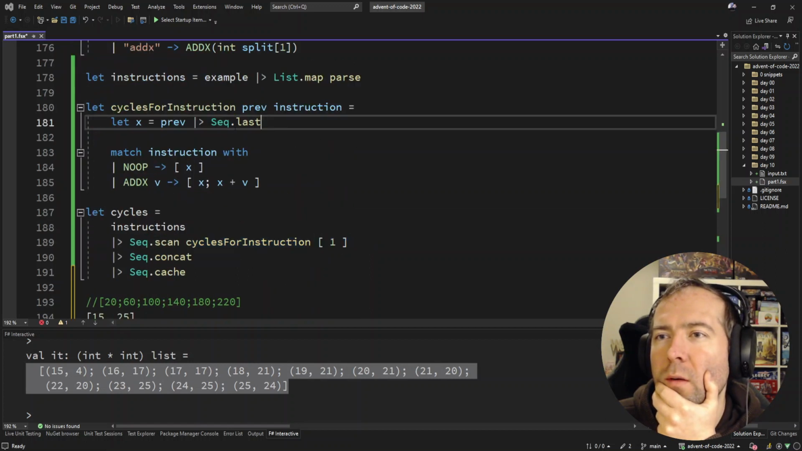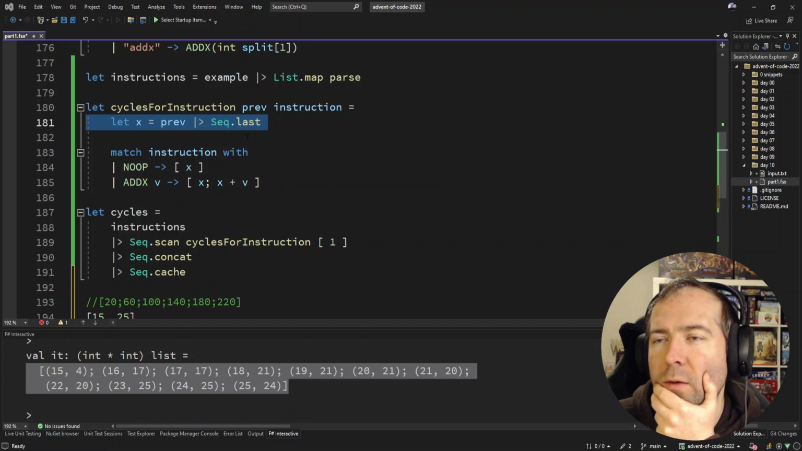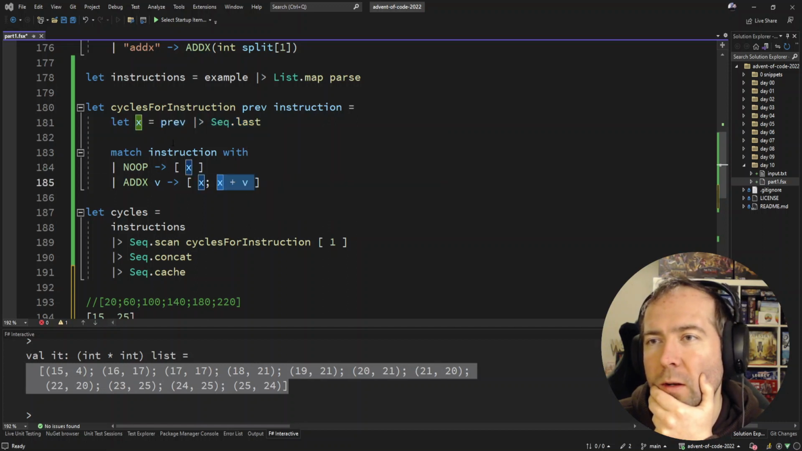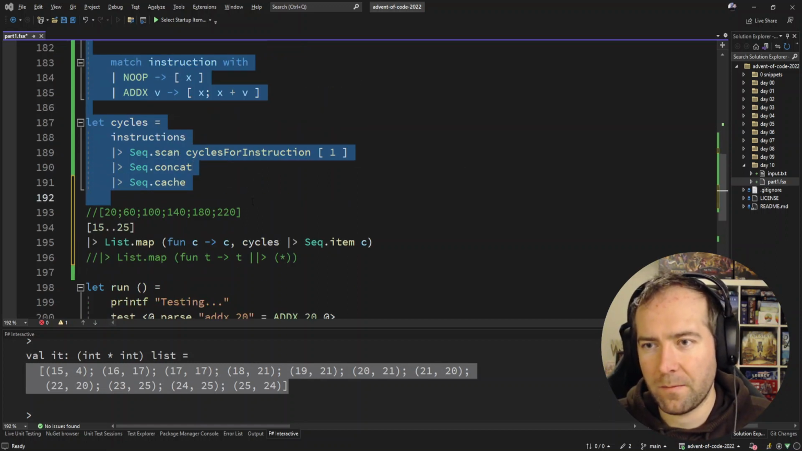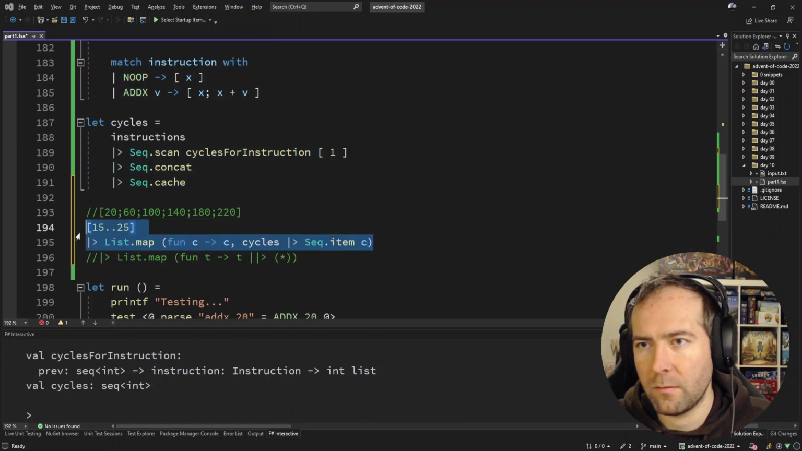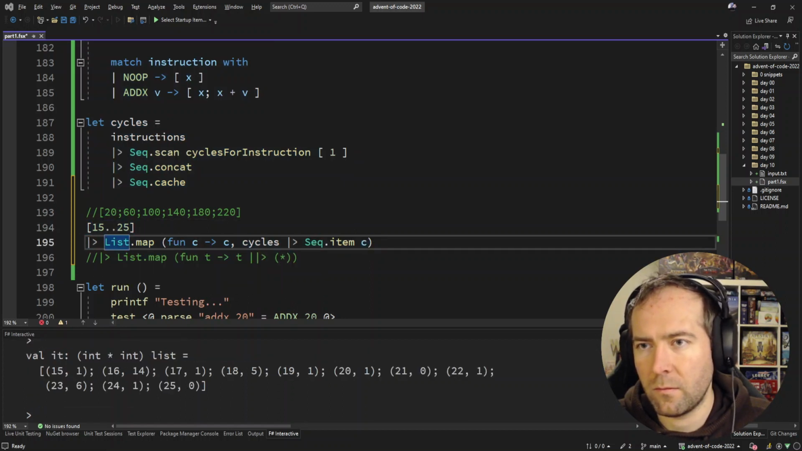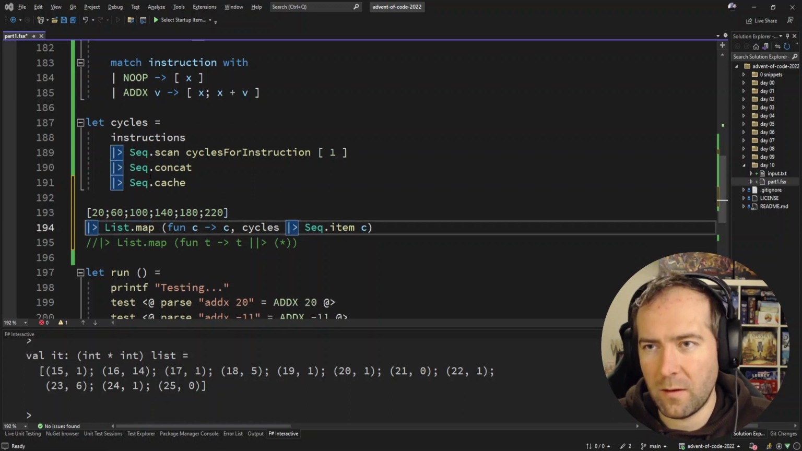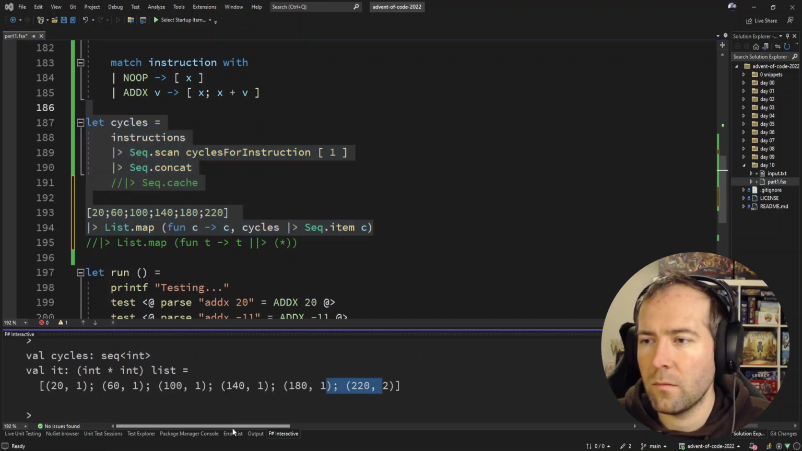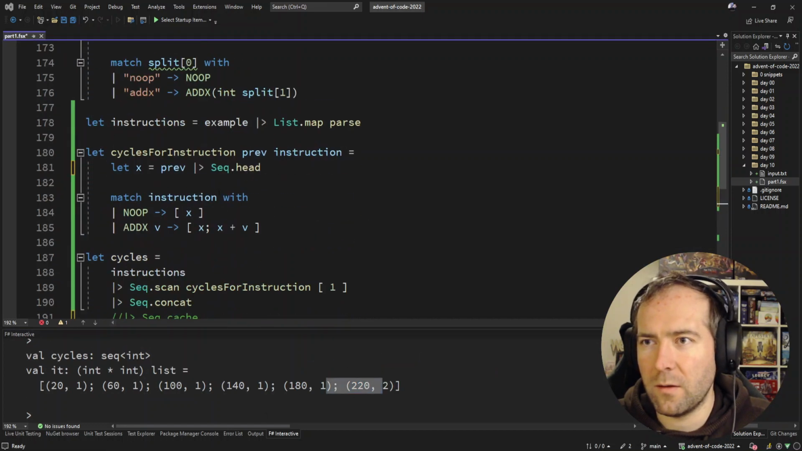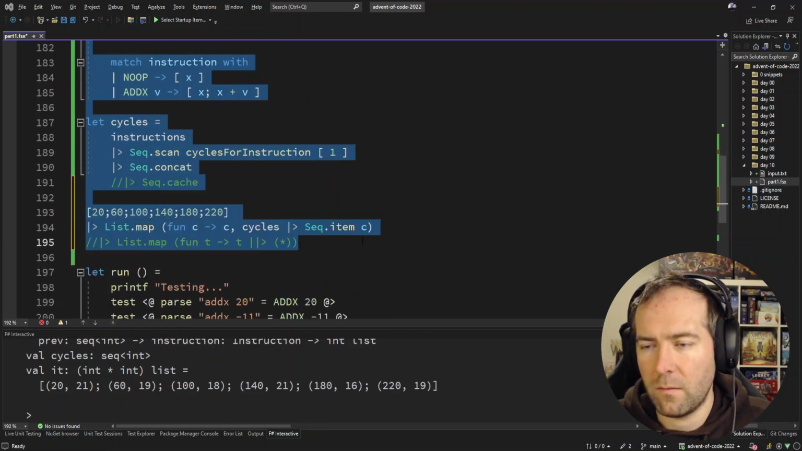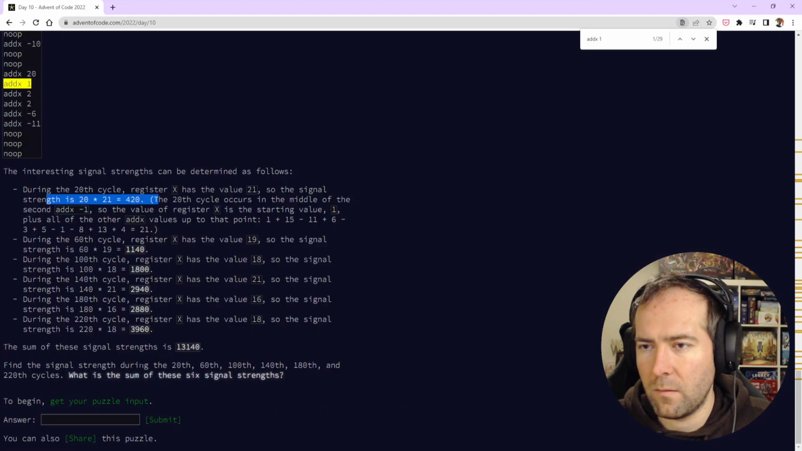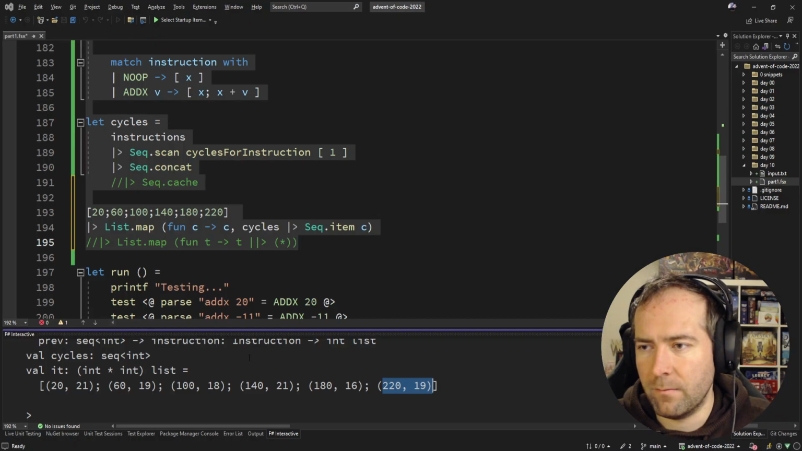Is it because we're taking the last instead of the first here? No, we need to take the last, right? I'm willing to just try it out. Oh, is it because I'm doing cached? Let's forget about that cached thing for a second. Yeah, let's get rid of that cache thing. Still nothing.